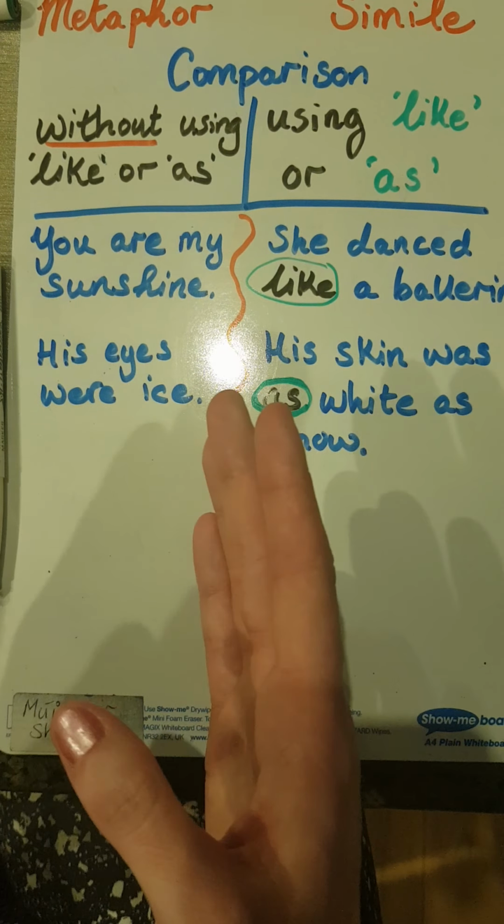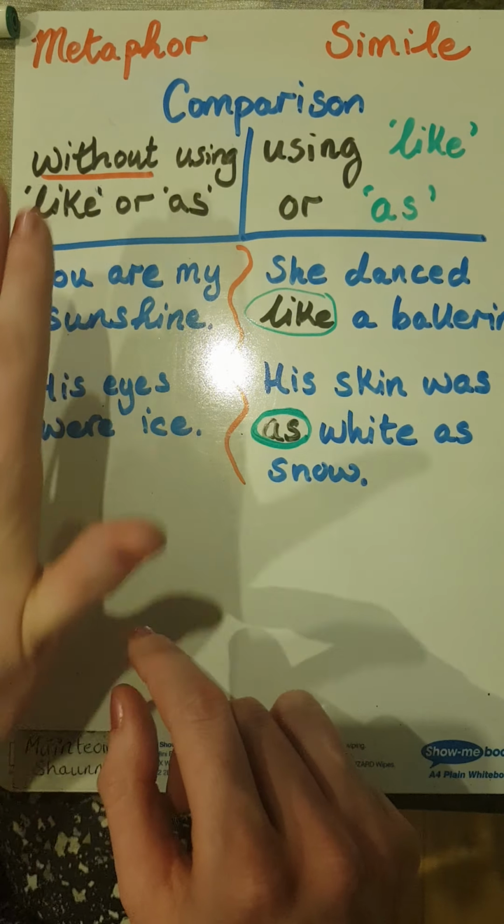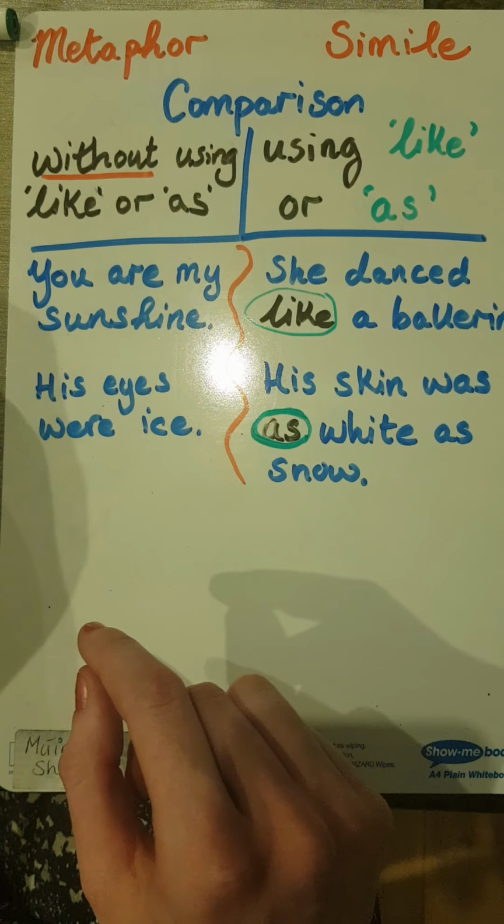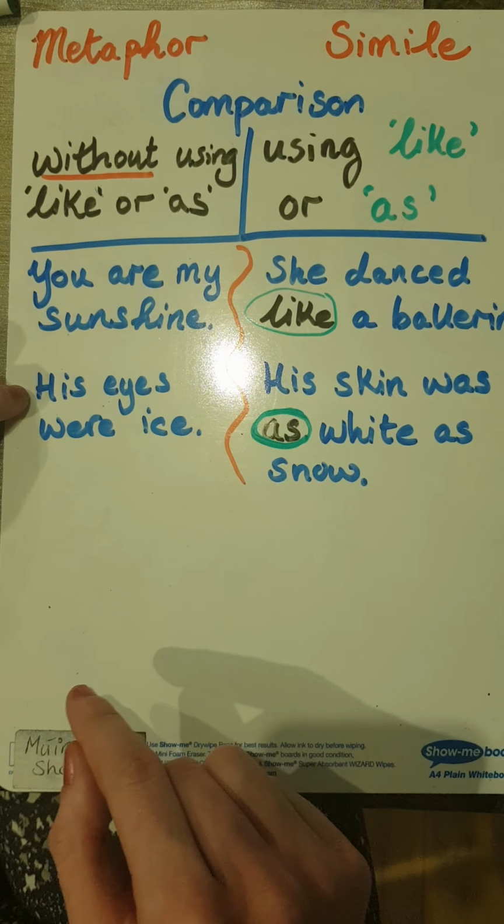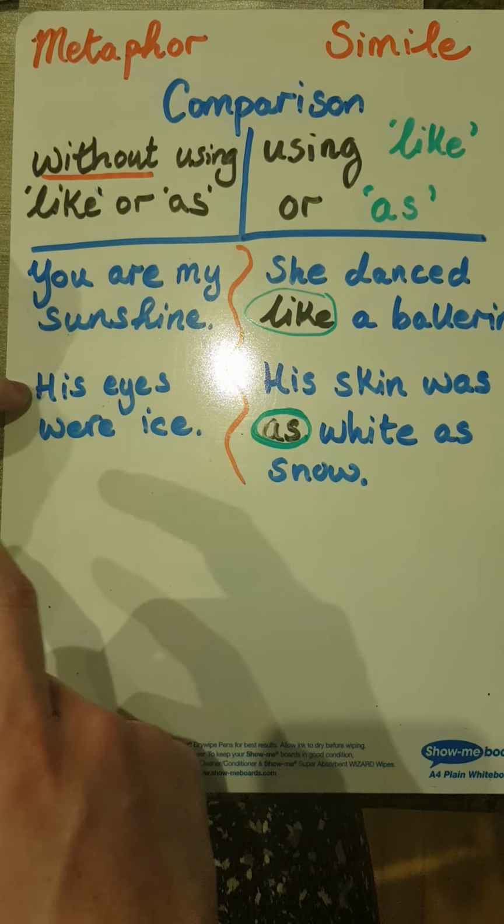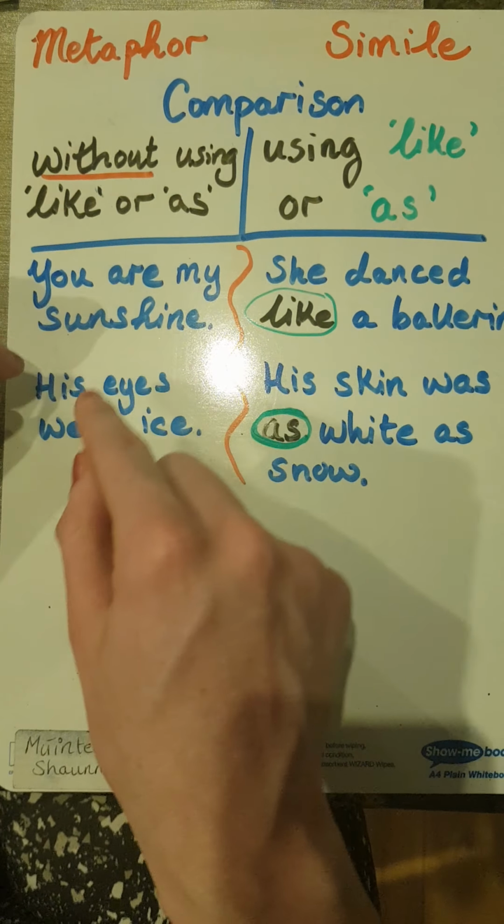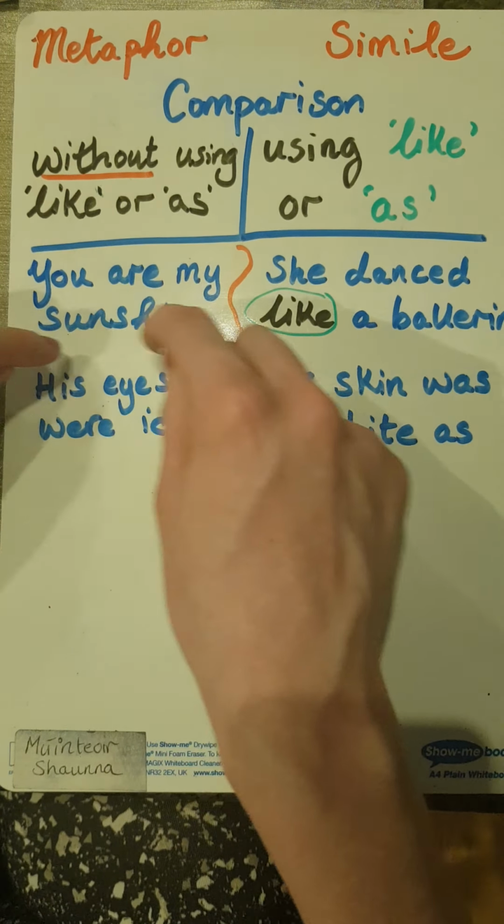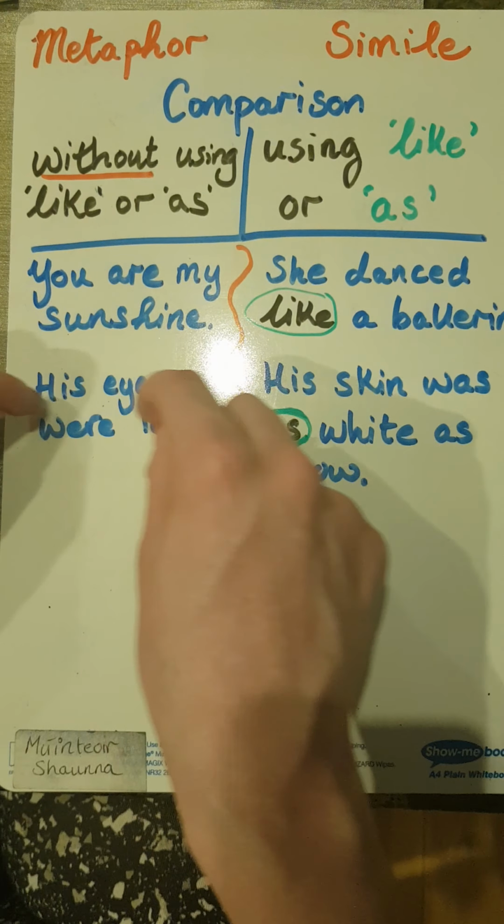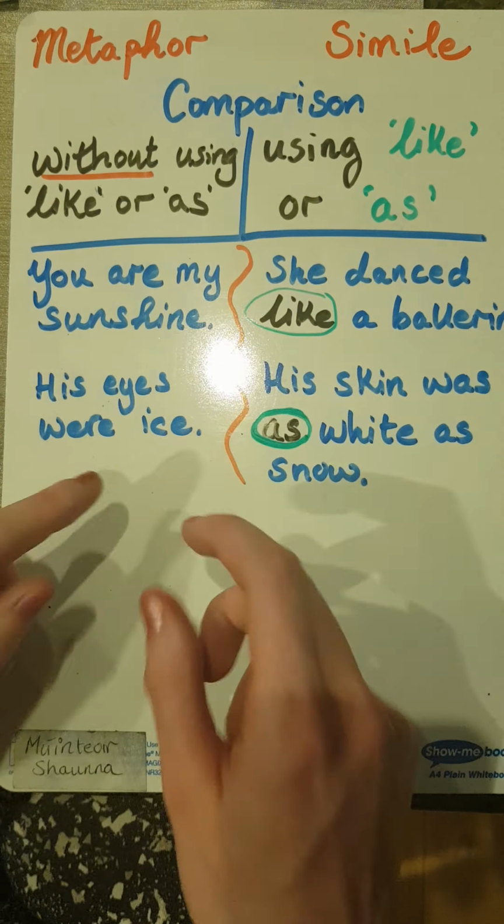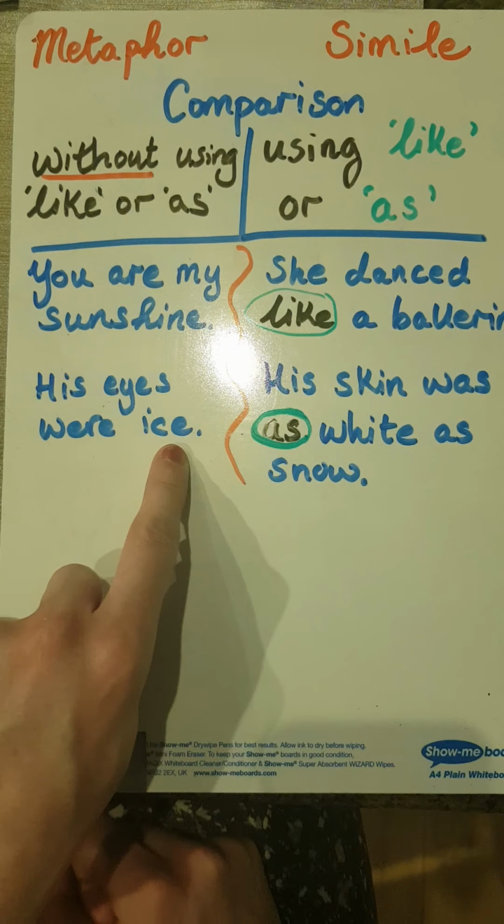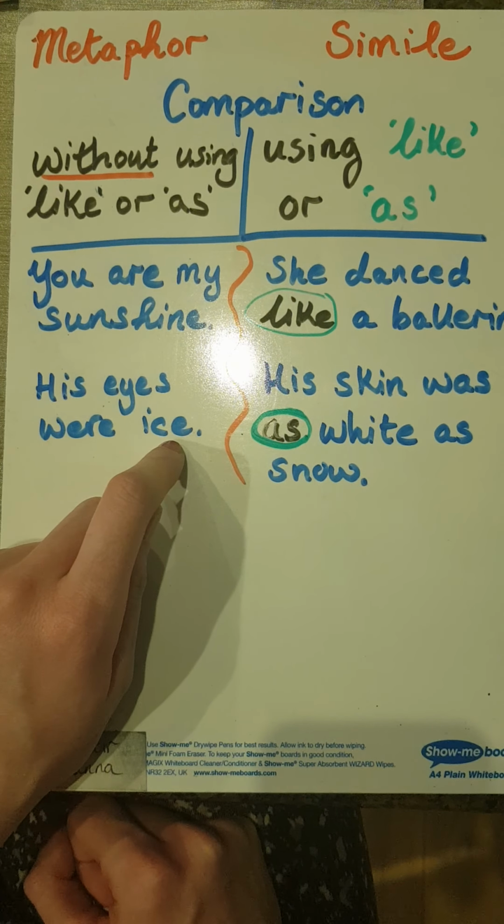So, what is this sentence doing? This sentence is a metaphor. It is metaphorically comparing his eyes, the eyes belonging to the boy, to what? To ice. Why would it do that? What might that tell me?